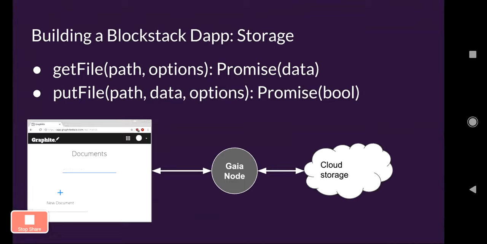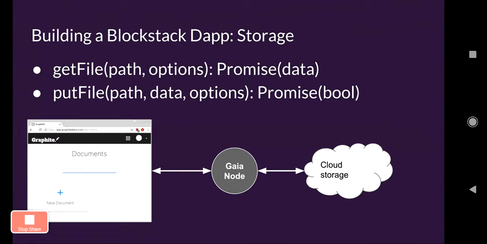Storage is even simpler. There's just two methods. There's get file and there's put file. Get file and put file both support signing data and encrypting data. You just need to set encrypted equals true in the options for put file, and same for get file, so it will decrypt for you.